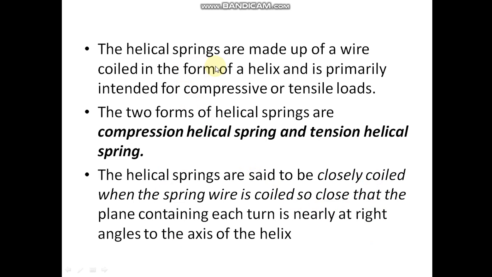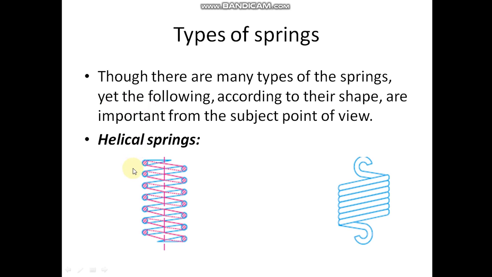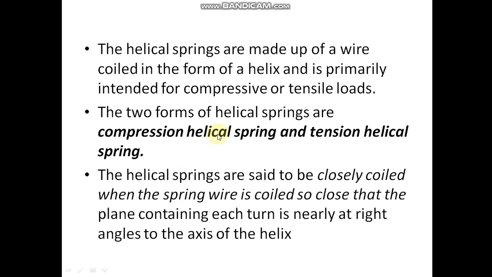Helical springs are made up of a wire coiled in the form of a helix and are primarily intended for compressive or tensile loads. So actually it is a wire which is shaped in the form of a helix about an axis, and it is intended for compressive or tensile loads. Two forms of helical springs are compression helical spring and tension helical spring.